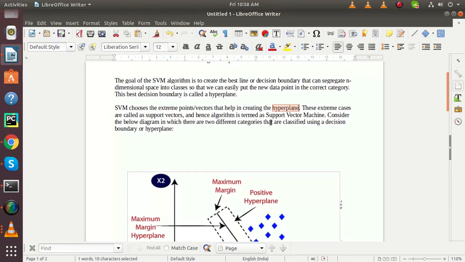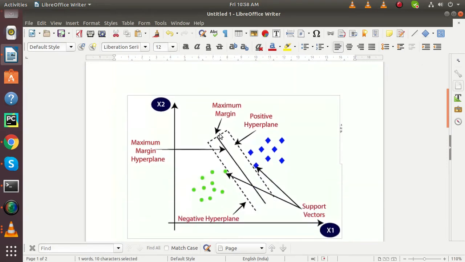SVM chooses the extreme points or vectors that help in creating the hyperplane. So what is a hyperplane? As you can see, this is the line which is called the hyperplane. Above it, it's called the positive hyperplane, whereas below it, it's called the negative hyperplane. It basically divides the data into two categories, which are required for the classification process. As you can see, these are the support vectors, and this is the maximum margin hyperplane, which divides the green dots and the blue squares into two parts.